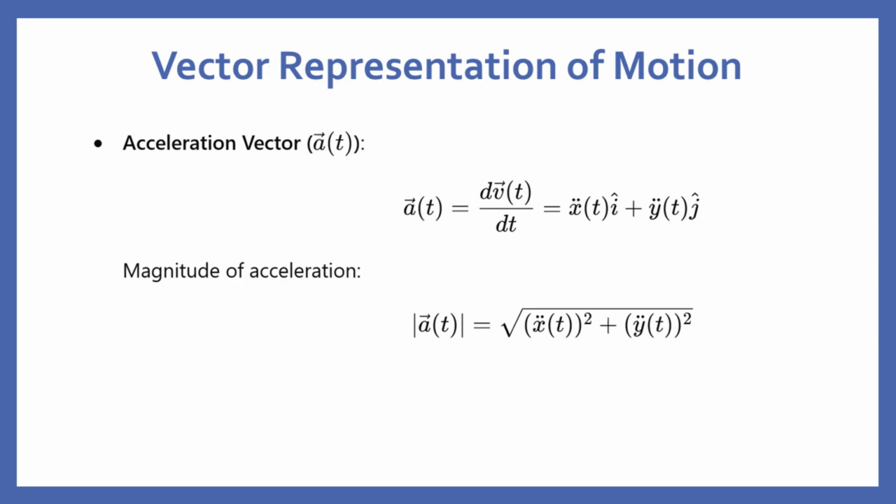Mathematically, it is expressed as the sum of the second derivative of x of t with respect to time times the unit vector i and the second derivative of y of t with respect to time times the unit vector j. The magnitude of the acceleration vector is the square root of the sum of the squares of the second derivatives of x of t and y of t. This represents the total acceleration of the particle at time t.